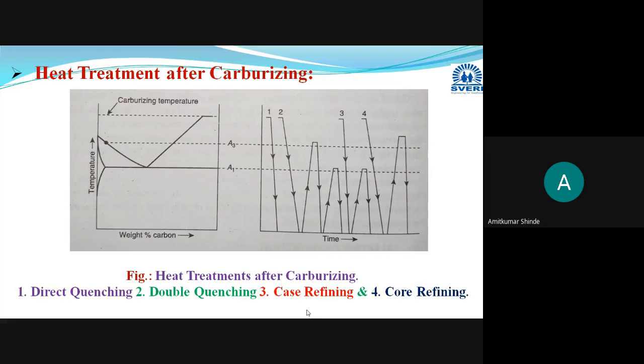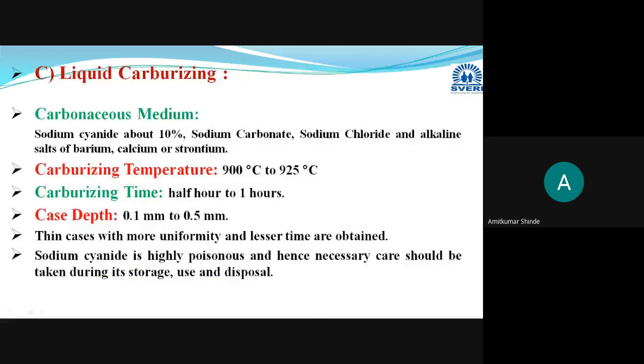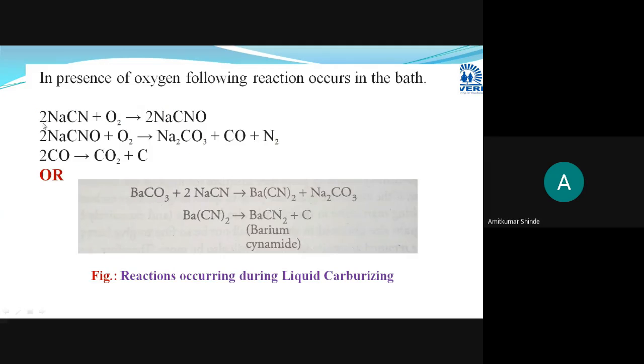These are the four heat treatment processes that you have to perform, that we will discuss one by one. Before this, I have missed this point. It is okay. During liquid carburizing, we have used sodium cyanide. How do we get the carbon from this sodium cyanide? These reactions will occur there.